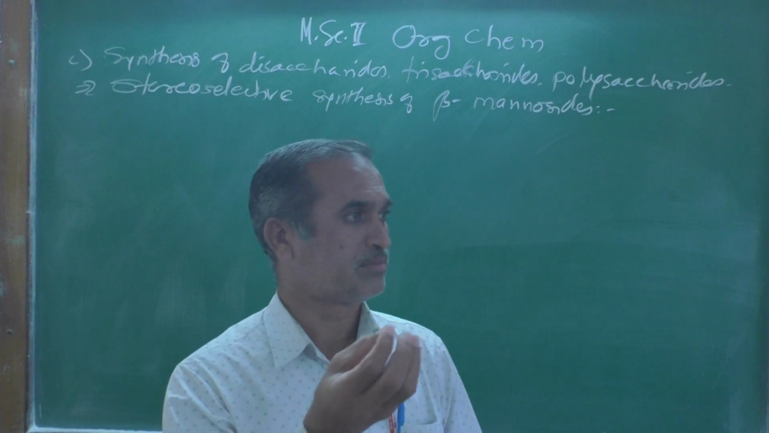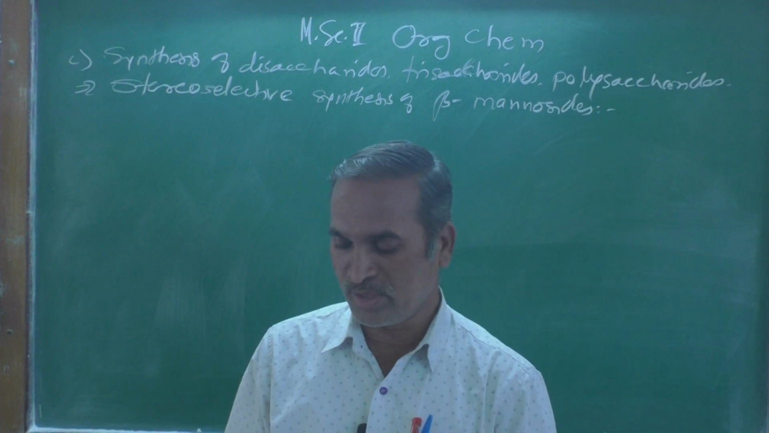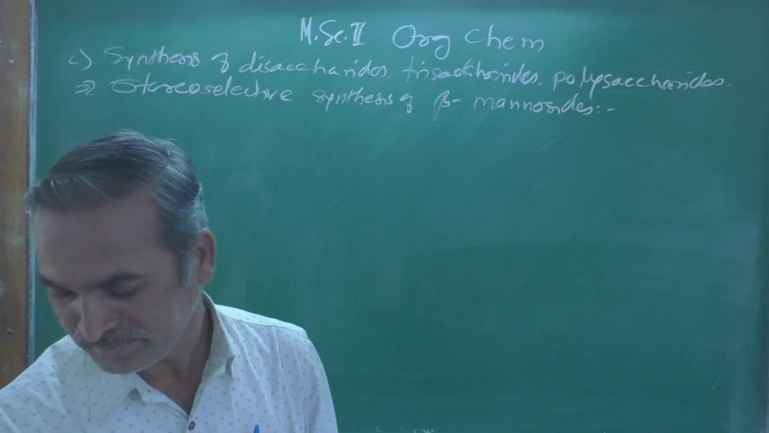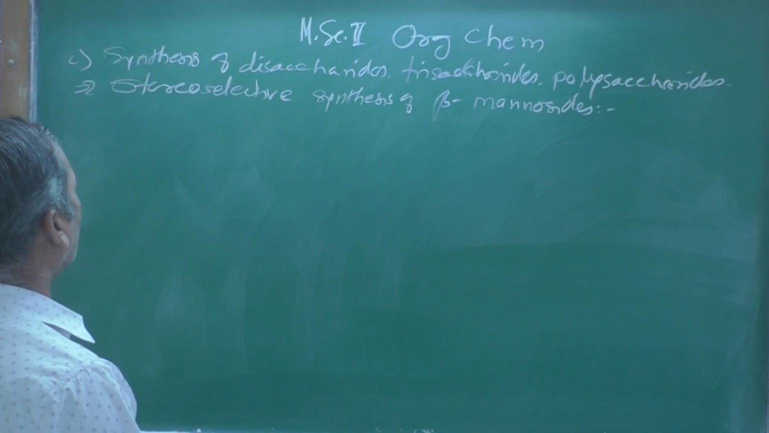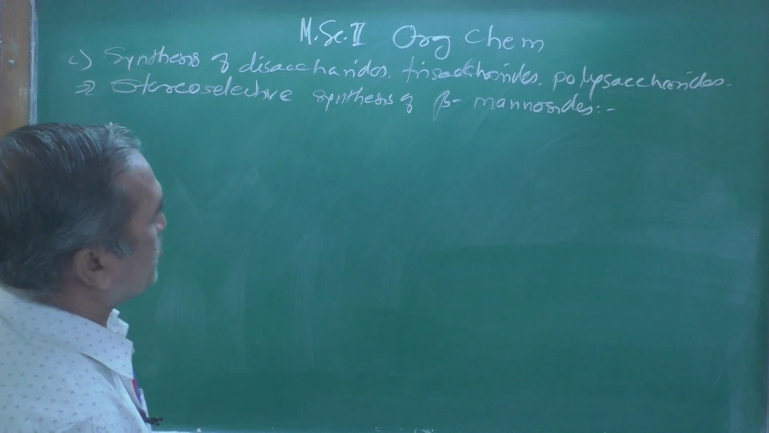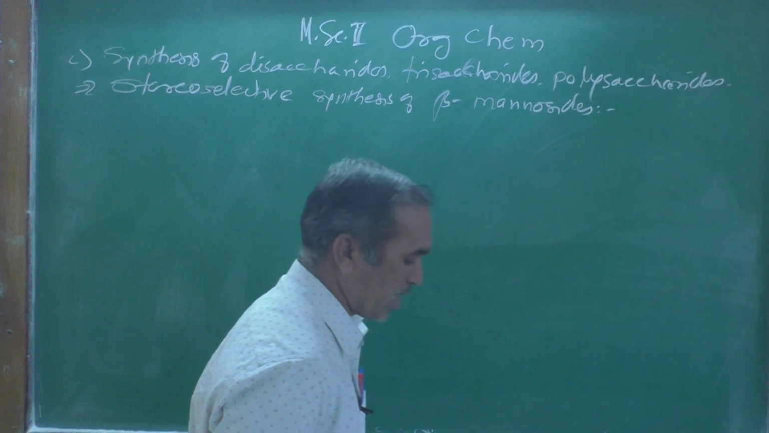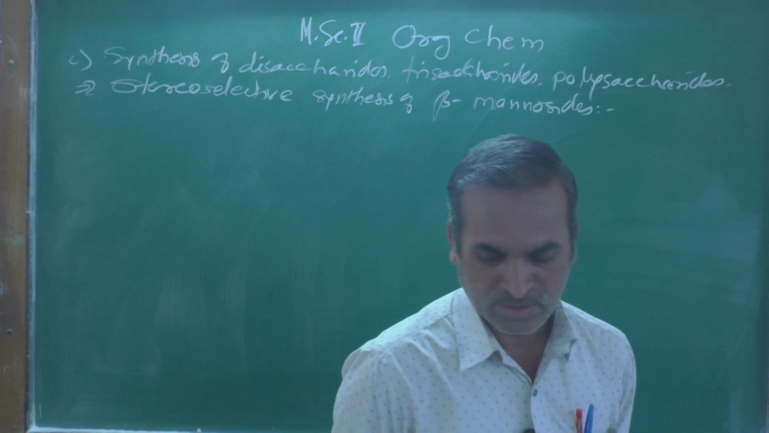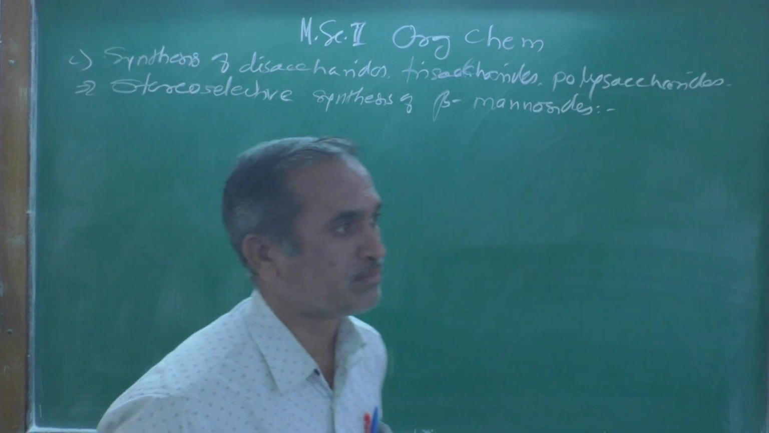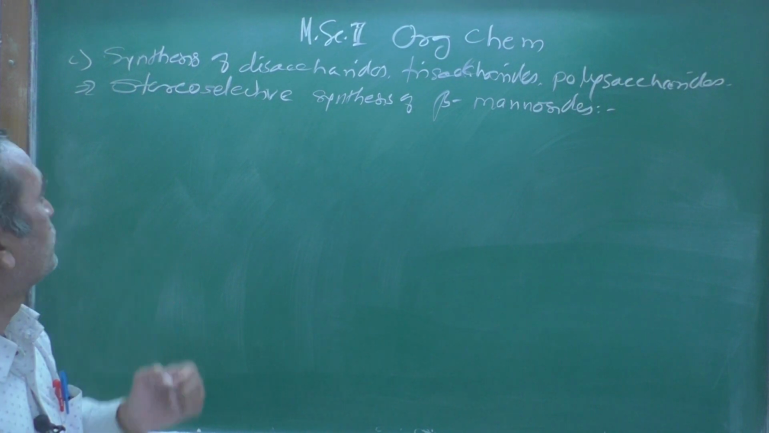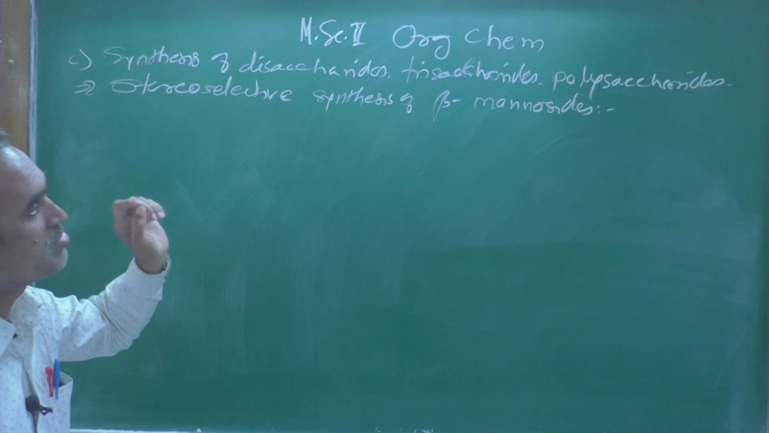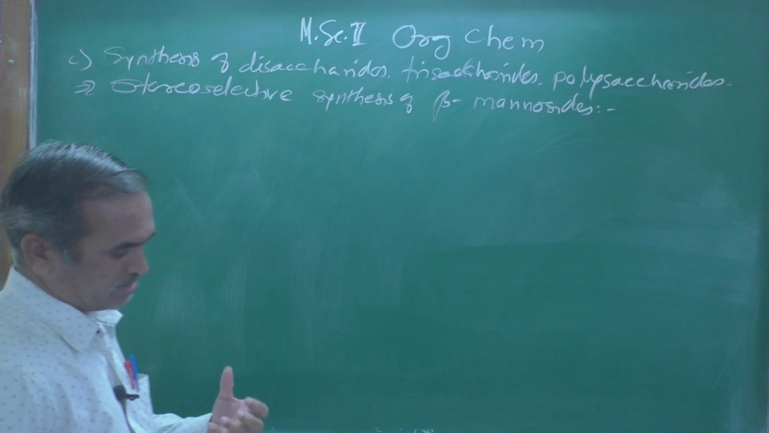That the introductory part also we have seen, but the focusing point or main point over here is the stereoselective synthesis of beta-mannosides. With this point we are now discussing the stereoselective synthesis of beta-mannosides.